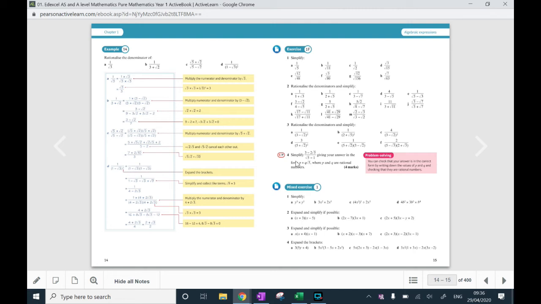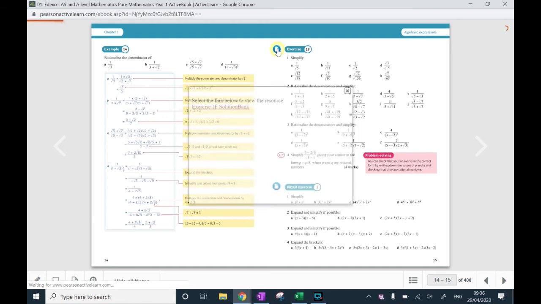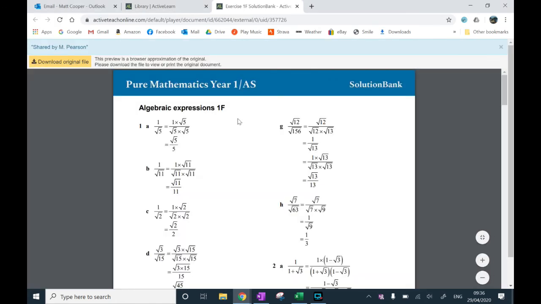The good thing about the online textbook is that there are answers at the back, but also every exercise has a solution bank. If I click on this page icon here, I can open up worked solutions for that exercise. Now we're at A level now. The idea is not just for you to copy these into your book and therefore feel like you've done the work. The idea is that you have a go and that these are there for you to check your answers and also to troubleshoot the things you got stuck with.